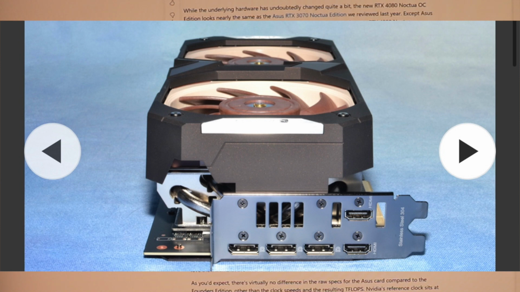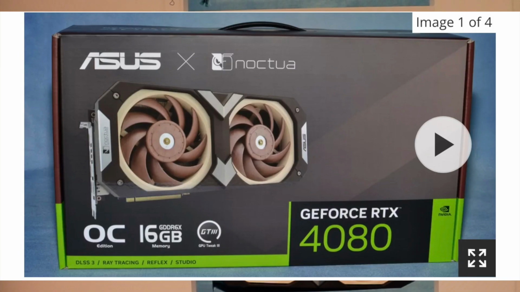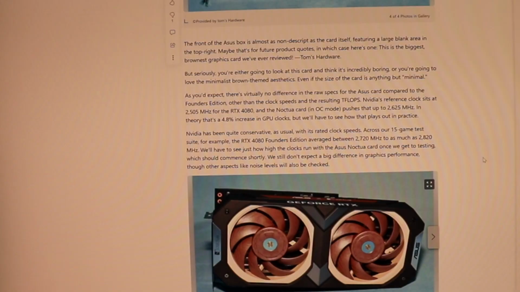So this is the box. Again, I think that is very interesting. Look at it. As we scroll down a little bit more, it gives us a little bit more about it. Again, I'm not saying that this is not a very nice and beautiful card. Across a game test suite, for example, the RTX 4080 Founders Edition averaged between 2720 megahertz and as much as 2820 megahertz. We just have to see how high the clocks run on the ASUS Noctua card once they get it testing. Now, again, the noise level should be very low, which I think it will achieve.